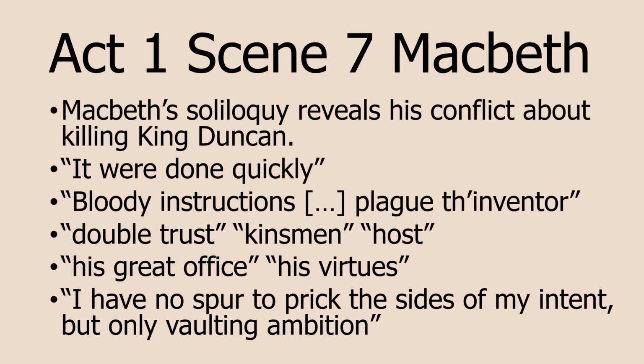And Macbeth admits at the end of his monologue, "I have no spur to prick the sides of my intent." A spur is the sharp metal circle you'll find on the back of a cowboy boot, and cowboys use it to kick into the flank, into the side of the horse, to make the horse run faster. So Macbeth is saying that there is no spur kicking him in the side, pricking him in the side to make him kill King Duncan.